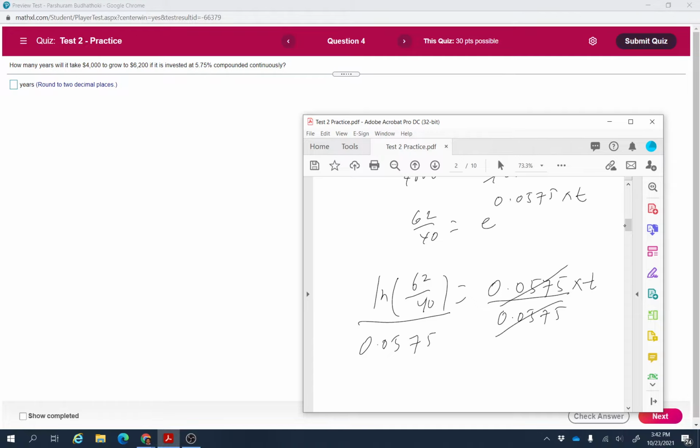Now use a calculator here, and make sure that you put the answer in 2 decimal places. So I will let you use your calculator. Just type ln of 62 over 40, parenthesis close, and divide by 0.0575. So I will let you do it.